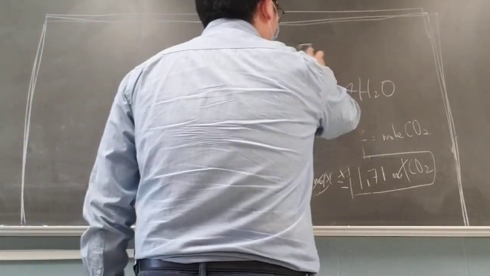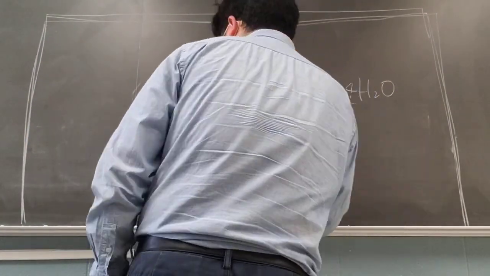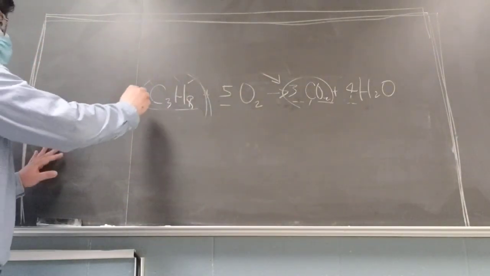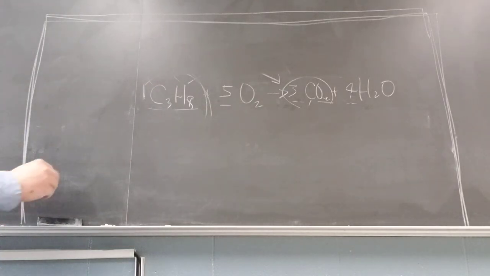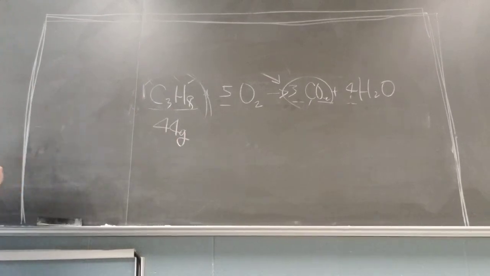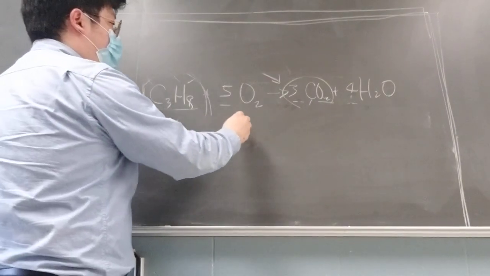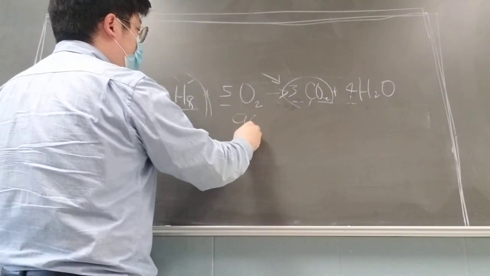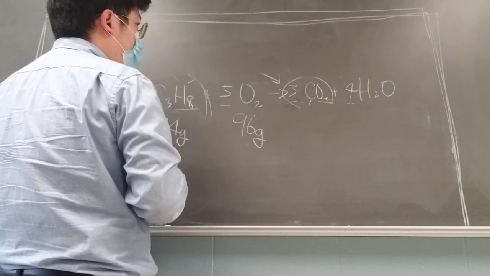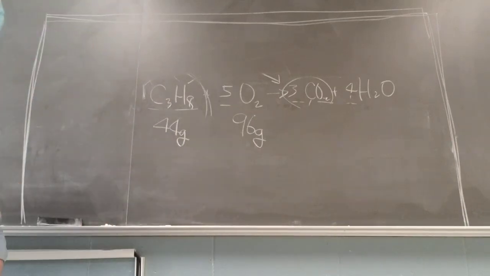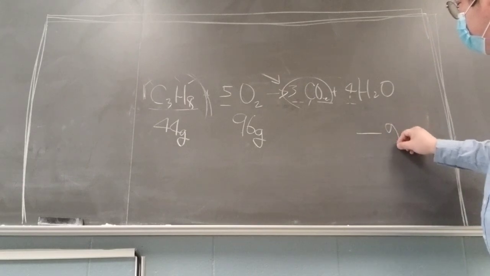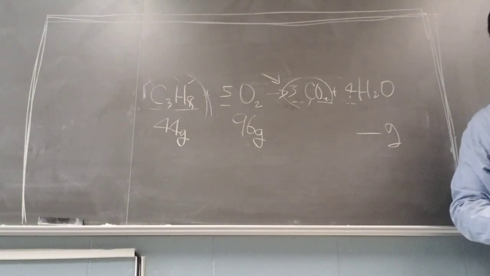So let's make it a bit easier for the calculation. Let's say we have maybe 44 grams over here, and maybe here is 96 grams. Okay, 96 grams over here, and then let's try to find out how many grams of water will be produced this time.